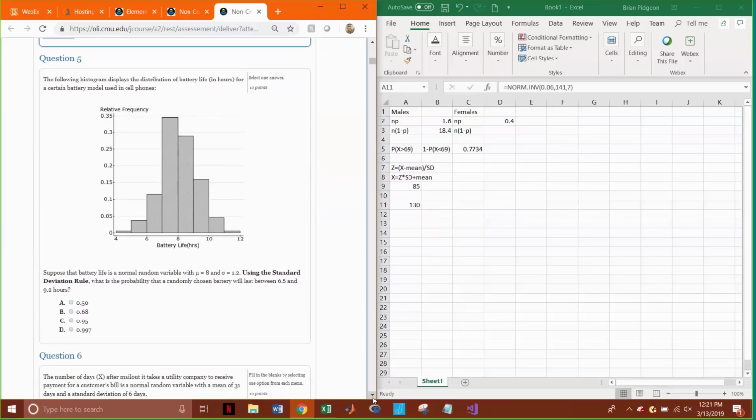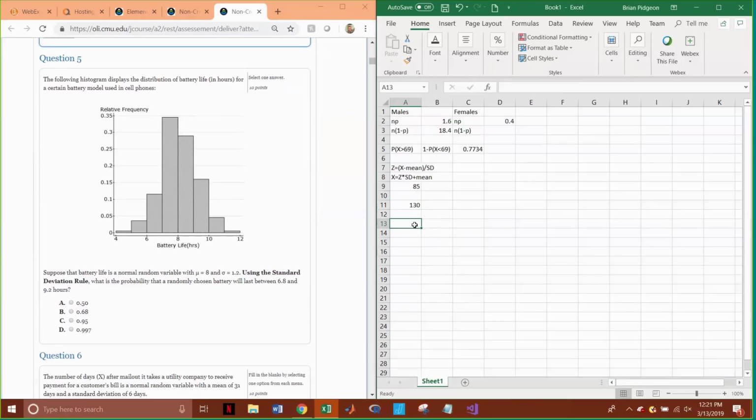The following histogram below displays the distribution in battery life for a certain battery model. Suppose that battery life is a normal random variable with mu = 8 and sigma = 1.2. Using the standard deviation rule, what is the probability that a randomly chosen battery will last between 6.8 and 9.2 hours? So this is just saying, all right, how many standard deviations away from 8 are 6.8 and 9.2?